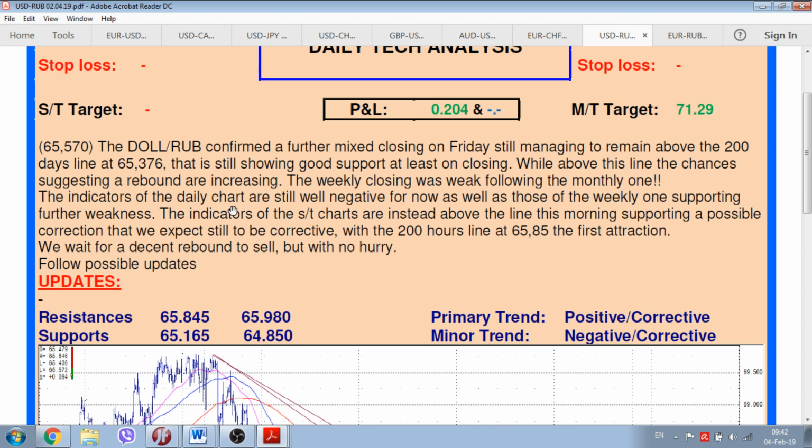The indicators of the daily chart are still well negative for now, as well as those of the weekly one, supporting further weakness. The indicators of the short-term charts are instead above the line this morning, supporting a possible correction that we expect still to be corrective, with the 200 hours line at 65.85 as the first attraction. FutureTrendResearch prefers to wait for a decent rebound to sell, but with no hurry.